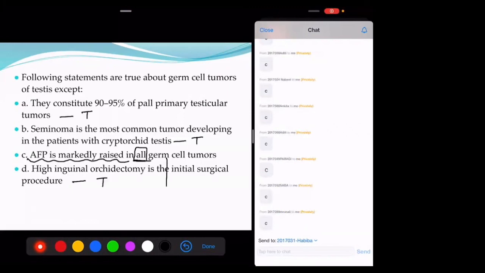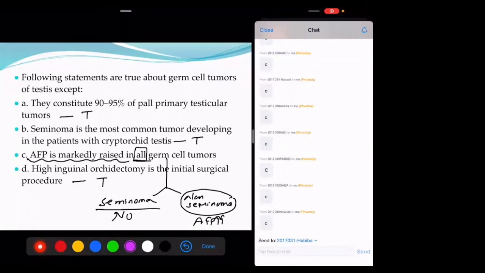Why? Germ cell means we have seminoma and non-seminoma, both combinedly known as germ cell tumor. In non-seminoma, yes, alpha fetoprotein is high. In seminoma, no. So once the statement says all, it is saying both seminoma and non-seminoma have high alpha fetoprotein. No, it's a wrong statement. C is the answer.